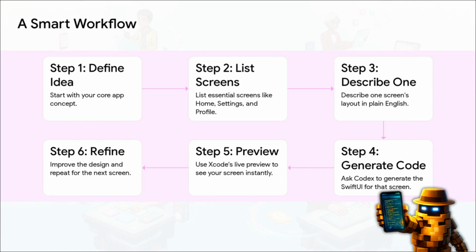Home, settings, profile, whatever. Then, and this is key, pick just one of those screens, describe it to your AI, have it generate the SwiftUI code, and then pop that into Xcode to see the live preview. From there, you just refine it and repeat for the next screen. It's a cycle that keeps you from getting overwhelmed.